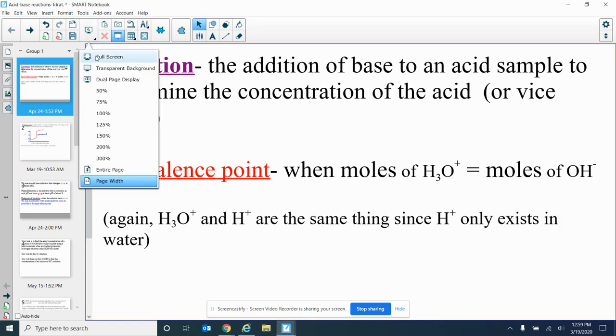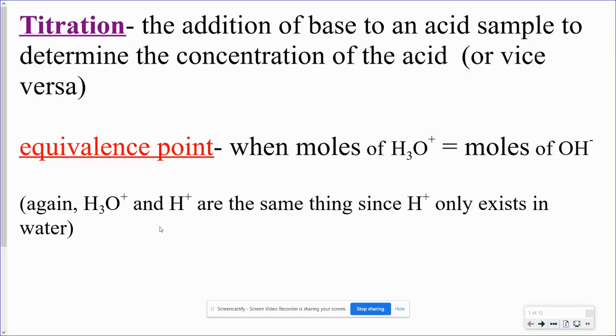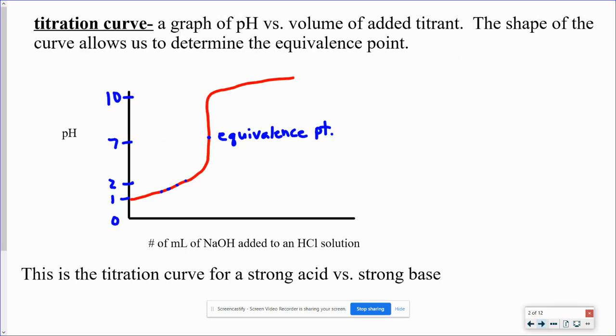So with titration, you're either adding an acid to a base or a base to an acid. And the one you'll know the concentration of, and the other one you're finding the concentration of. When you get to the equivalence point, that's when the moles of H3O+ equals the moles of OH-. And again, H3O+ and H+ are the same thing. I'll usually just say H+ because H+ only exists in water. So that's the equivalence point that we're looking for with titration.